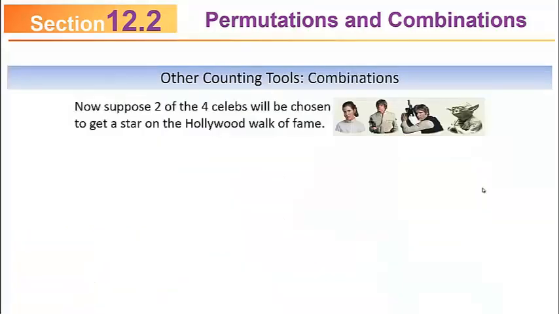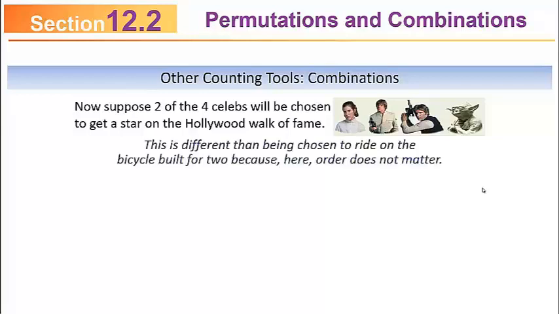Now suppose we've got 2 of these 4 celebrities and we're going to choose them as before on the bicycle built for 2, except this time we're not putting them on a bicycle. We're going to give them a star on the Hollywood Walk of Fame. The difference is important. On the bicycle built for 2, the order mattered. Sitting on the front seat was different than sitting on the back seat. But if I'm just choosing two people to get a star, it doesn't matter what order I chose them in.